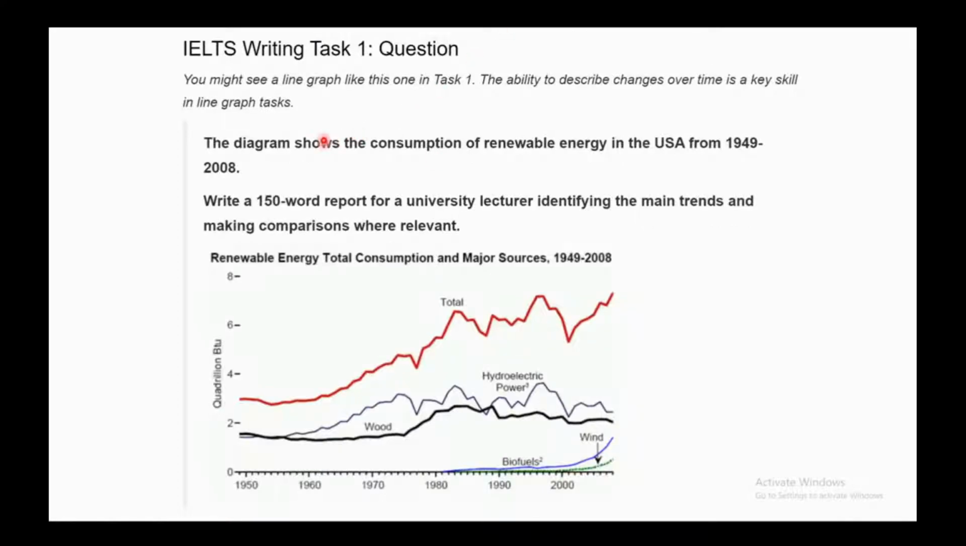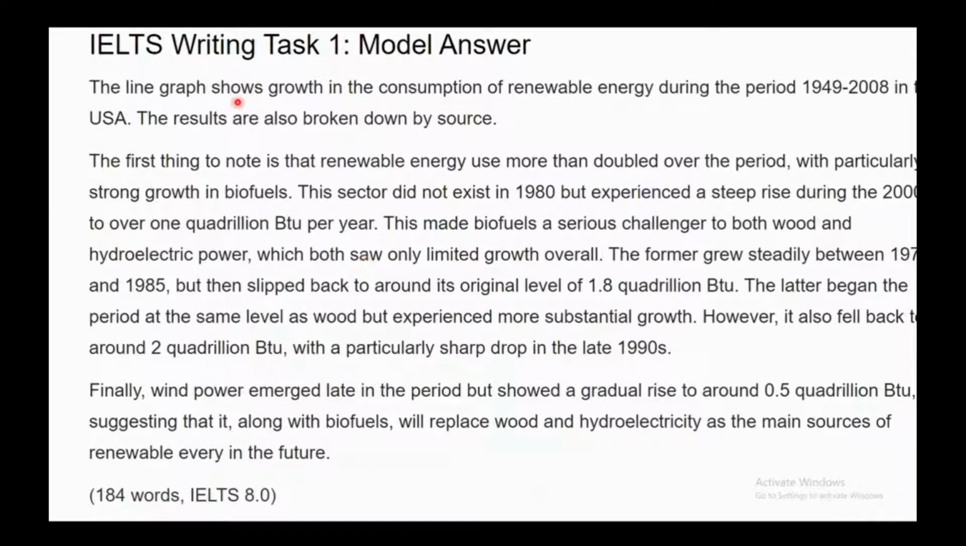Here is another example of writing Task 1. You might be given these wavy line graphs, and these are the instructions that are given to you on how you need to write. And here is the model answer of that question. This one got 184 words and he got 8 bands in IELTS.